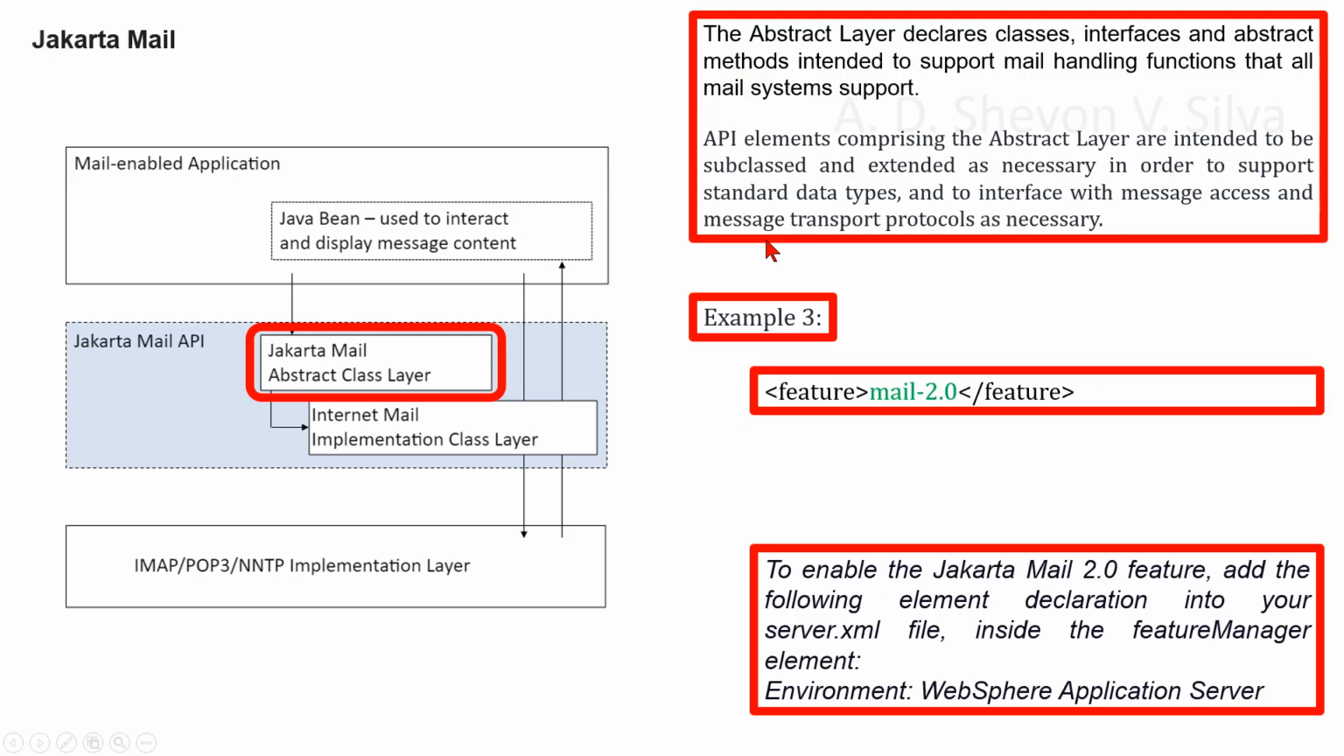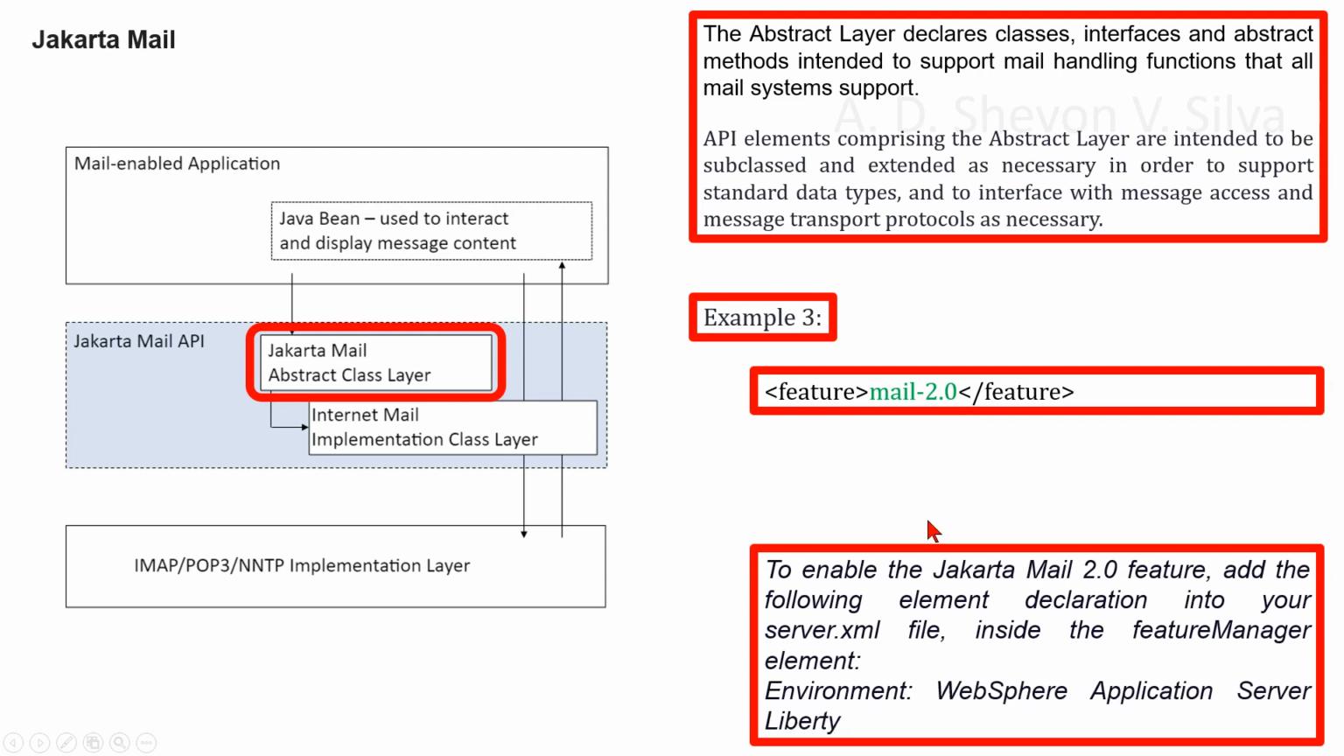As example 3, we can consider this in the environment with the WebSphere application server. This is to enable the Jakarta Mail 2.0 feature, with this element declaration in your server.xml file inside the featureManager element. Actually, the environment here is WebSphere Application Server Liberty.